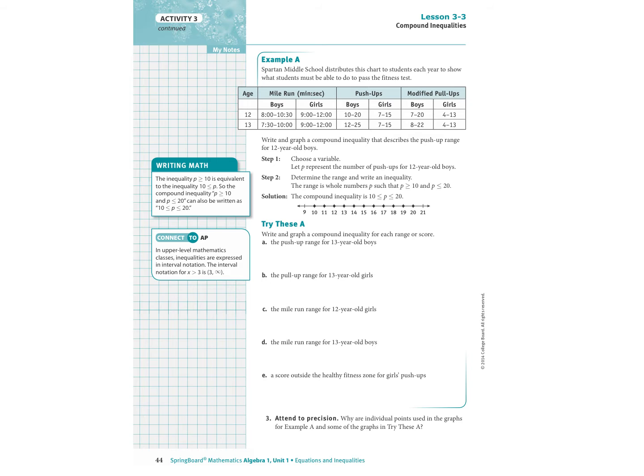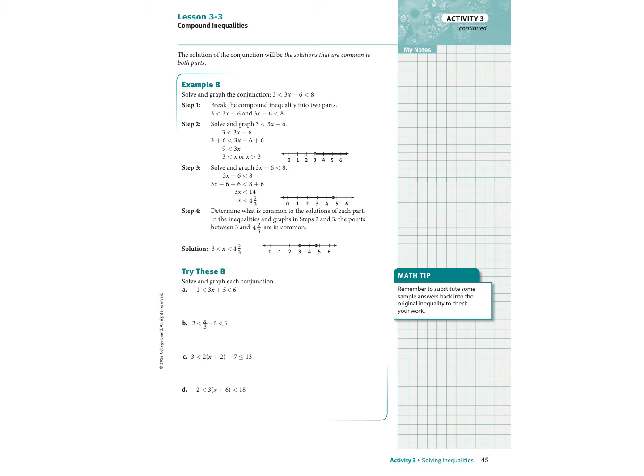If you turn to the next page, there's a real-life example problem that looks at Spartan Middle School again and, instead of the girls' fitness level test, talks about the boys' fitness level test and what they have to do in regards to a mile run, push-ups, and pull-ups. We're going to skip this so we can have a little more practice with compound inequalities, solving them as well as graphing them. So skip this page and jump to page 45. On page 45, there is an example above that we can go through to break apart step by step each of these compound inequalities.